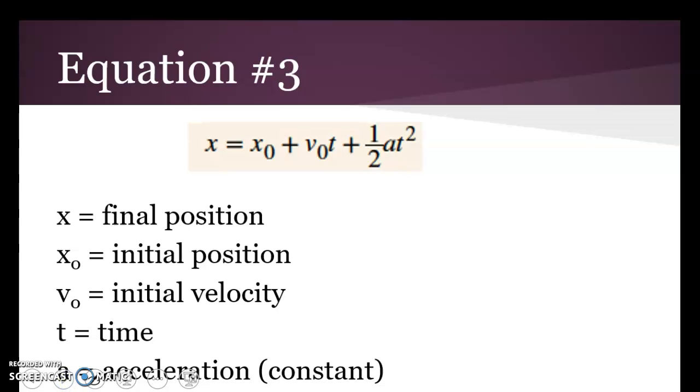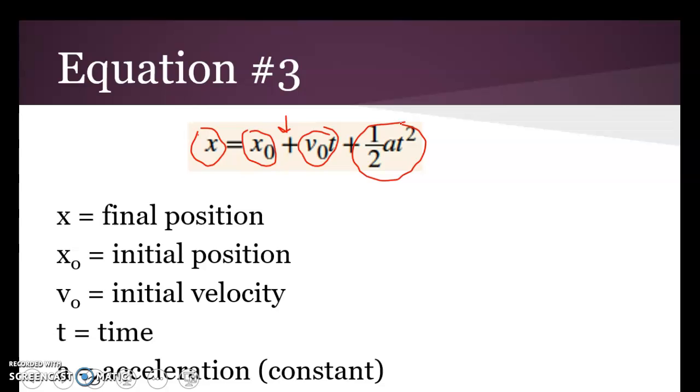Now, probably the equation that gets people the most worked up is this one. It's equation 3. Final position is equal to where you start, your initial position, plus your initial velocity times time, plus 1/2 times your acceleration times your time squared. This equation is an interesting equation. A lot of stuff here, okay? But this is one that you're going to use a lot.